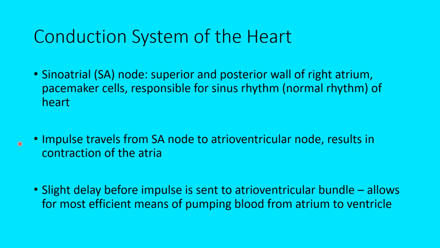When it generates this electrical impulse, it is going to travel from that SA node to the atrioventricular node. This results in the contraction of the atrium. There's going to be a slight delay before the impulse is sent to the atrioventricular bundle. Why is there this delay? Everything is set up for the most efficient way of pumping. You're going to have to pump the blood from the atrium to the ventricles.